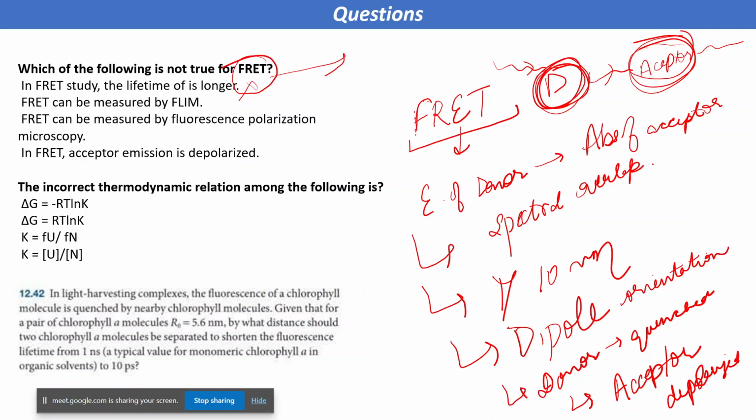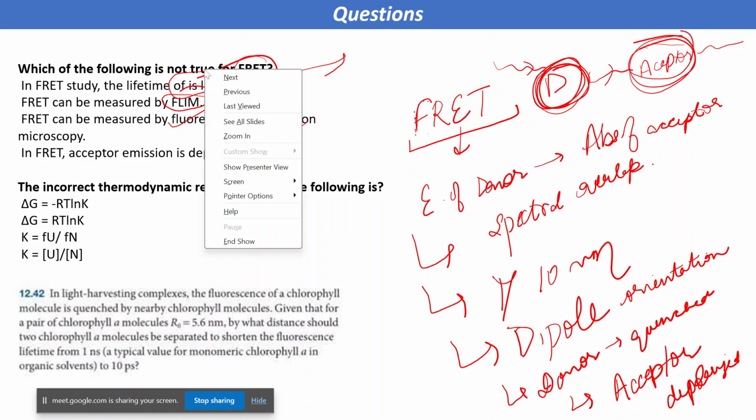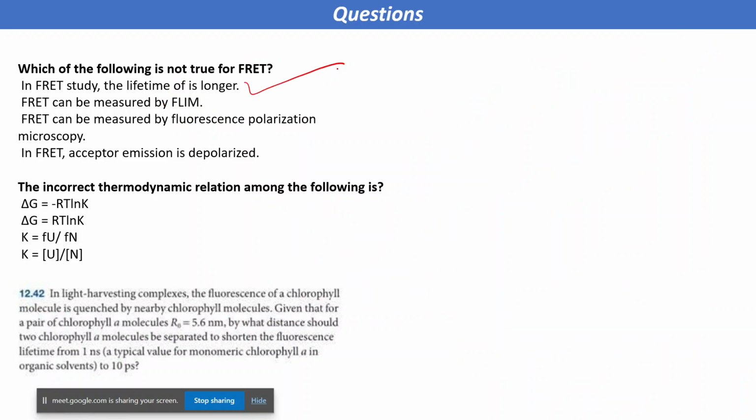FRET can be measured by FLIM. And what is FLIM? FLIM is fluorescence lifetime imaging. It's correct. FRET can be measured by fluorescence polarization microscopy. It is also correct. And in fact, the acceptor's emission is depolarized. It's correct. So they were asking which is not true: in a FRET study the lifetime is longer. So that is wrong. So the right answer will be the first option.